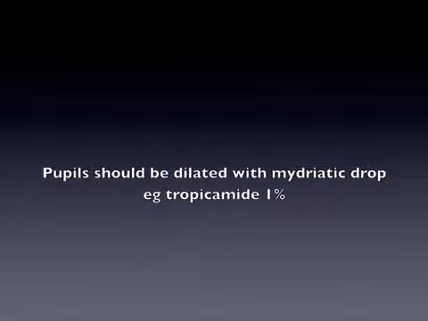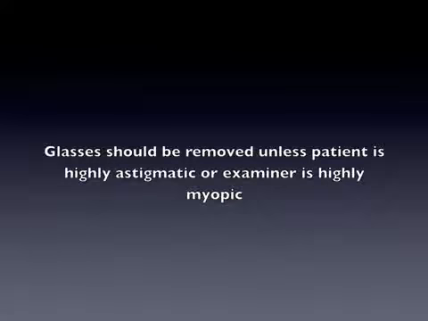The pupils should be dilated with a mydriatic drop beforehand to allow a more thorough examination of the fundus without pupillary constriction. A suitable drop would be tropicamide 1%, which acts within 15 minutes and keeps pupils dilated for approximately 2 hours. The patient's glasses should be removed unless highly astigmatic, and the observer should remove glasses unless highly myopic. This allows the ophthalmoscope to be held as close as possible to the observer's eye.